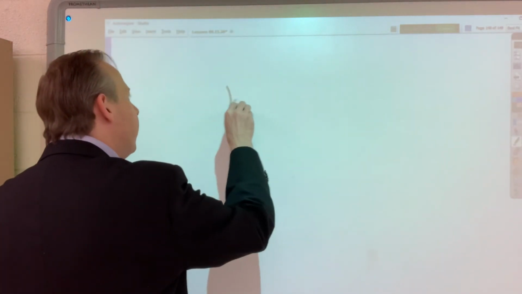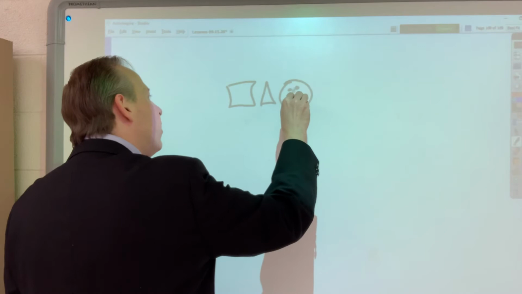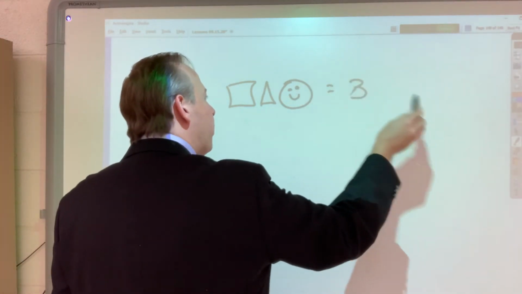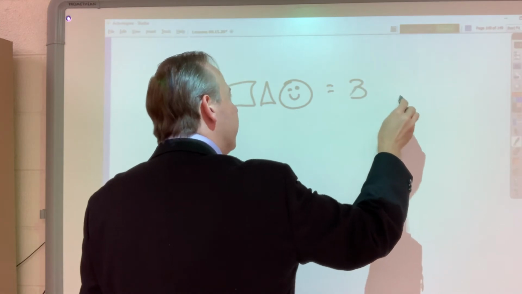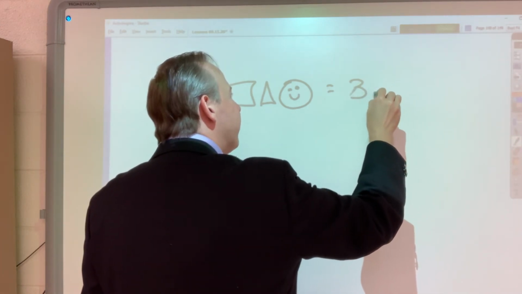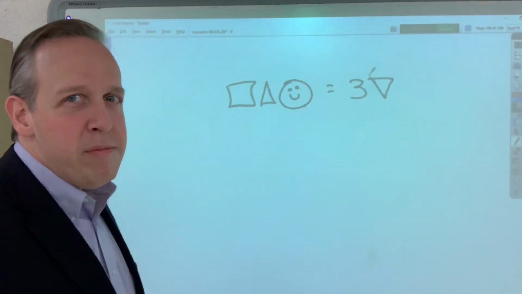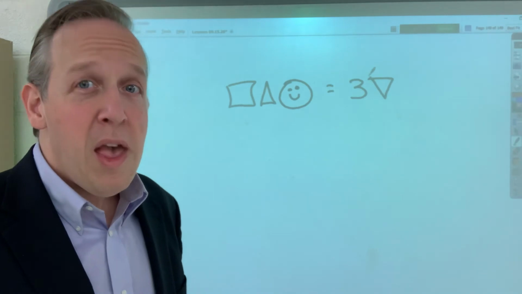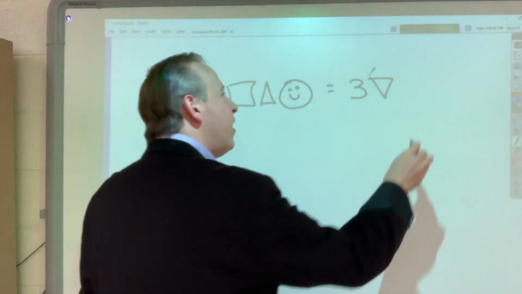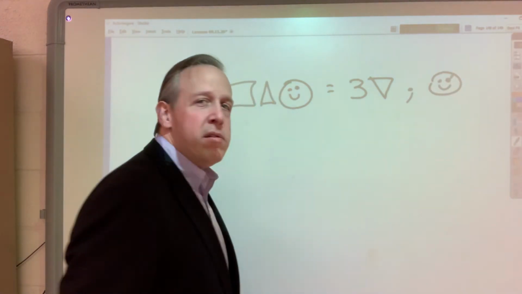So I could say squared triangle happy face equals 3 times, doesn't really, again, make a difference. So let's just go with, here you go, an upside down triangle. Why not? It doesn't matter, who cares? The point is we're trying to isolate for one of those variables. Let's say I really want to isolate the happy face.